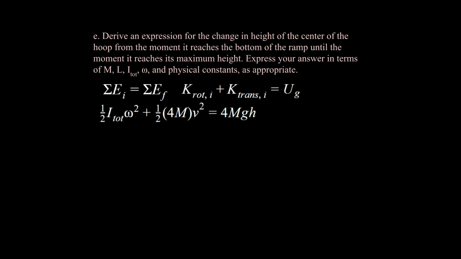We are dealing with capital M from the previous part of the problem. So the circle itself has a mass of M. Each rod has a mass of M. For a total of 4M would be our value that we would write in here. This is our equation for rotational kinetic energy. This is our equation for translational kinetic energy. Here's our equation for gravitational potential energy.